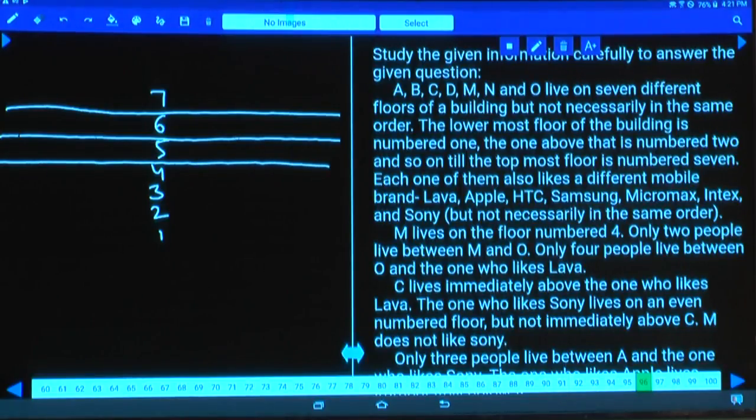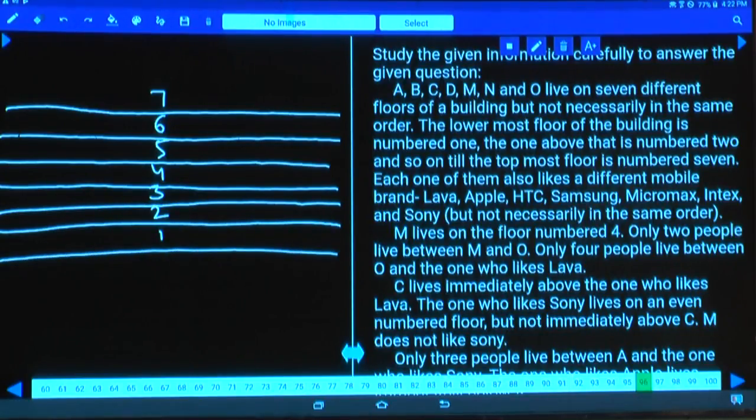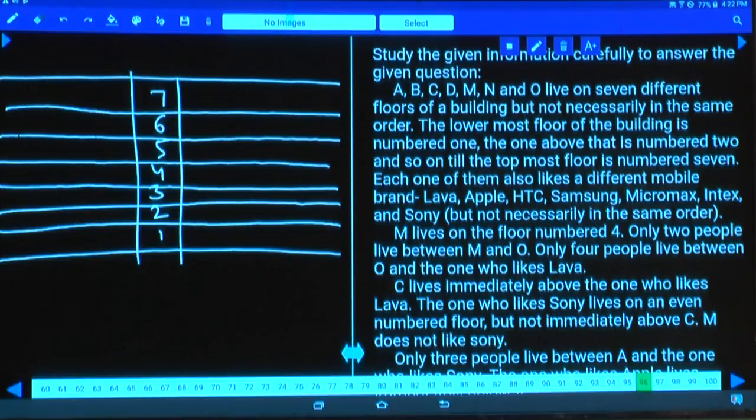Each one of them lives on a different floor. The lowermost floor is 1, the next floor above is the second floor, then the third floor, and so on up to the topmost floor, number 7. Each one of them likes a different mobile brand. M lives on floor number 4. Now we are fixing M at this place, and only 2 people live between M and O.